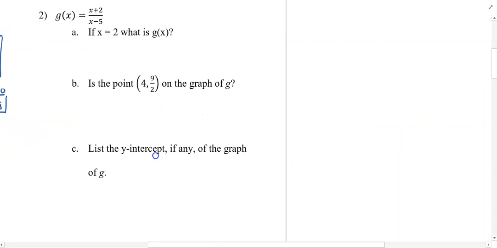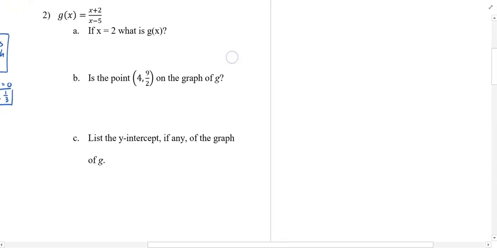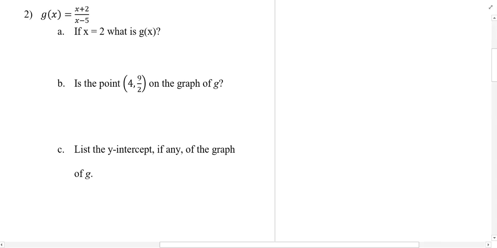We would do the same thing for problem number 2. So I'm going to go ahead and pause the video here and let you work through these. I think the only difference here, or only question that may be interesting this time, is the y-intercept, remember we find that by setting x equal to 0. So go ahead and pause the video and resume playback in a moment to check your work.